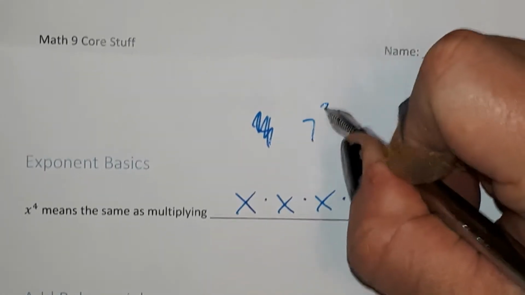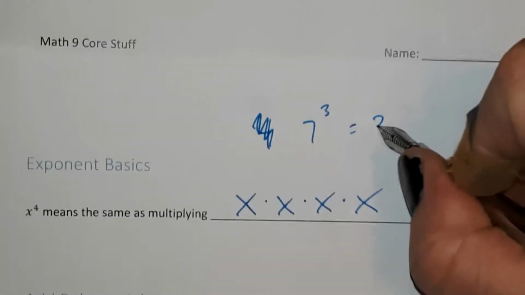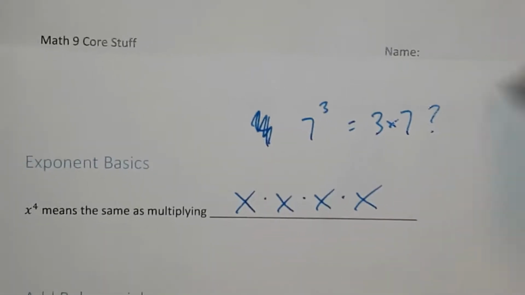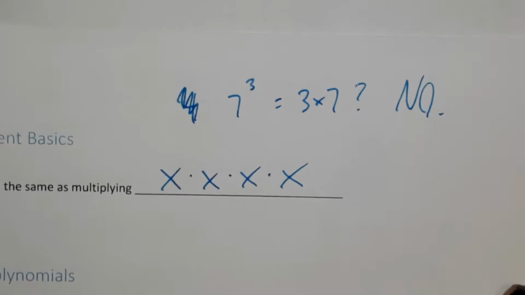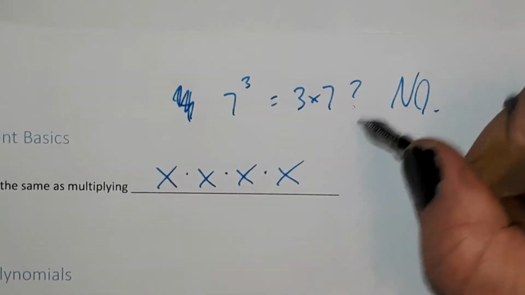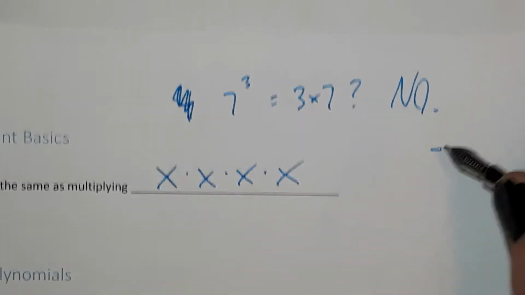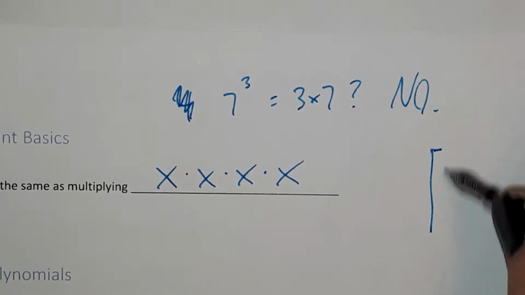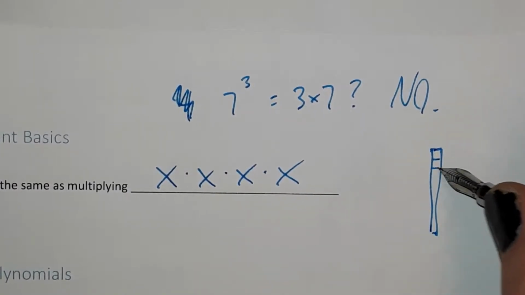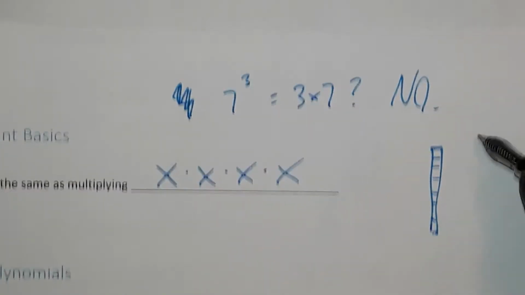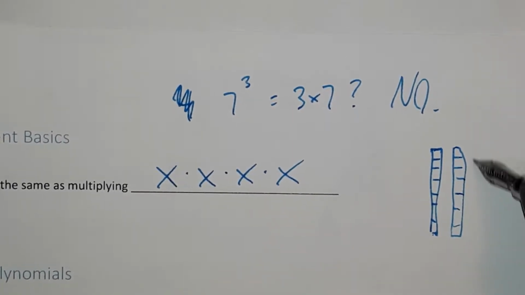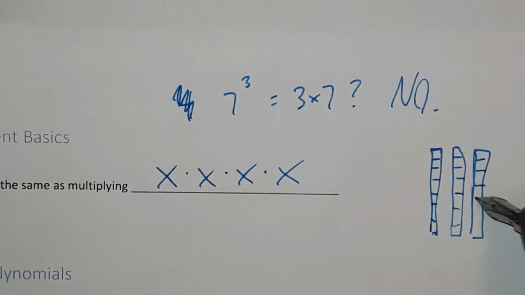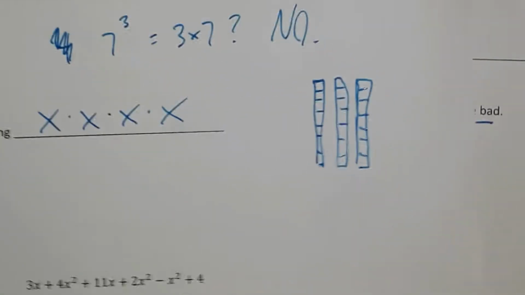7 to the power of 3. Is that the same as 3 times 7? No. Not good enough. Not the same. 3 times 7 is only 3 sevens. So we have 7: 1, 2, 3, 4, 5, 6, 7. We have 3 of them. 1, 2, 3, 4, 5, 6. Well, there's another stack. 1, 2, 3, 4, 5, 6. Okay. There's our 3 sevens.